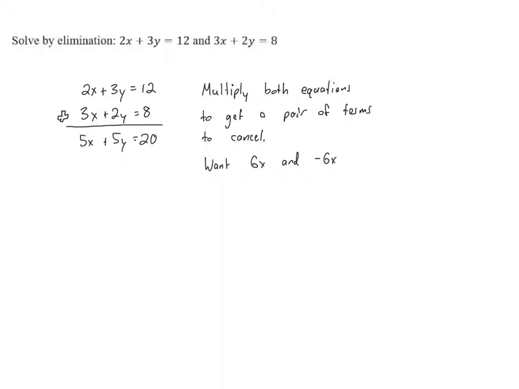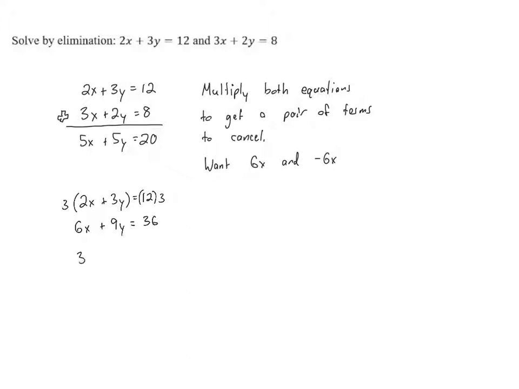Now let's start with the first equation, 2x plus 3y equals 12. If we want that 2x to become a 6x, the easy way to make that happen is to multiply both sides by 3. So let's multiply both sides of that equation by 3. 3 times 2x gives us the 6x that we wanted. 3 times 3y gives us 9y. And on the right-hand side, 12 times 3 gives us 36. So we've got our 6x from this equation.